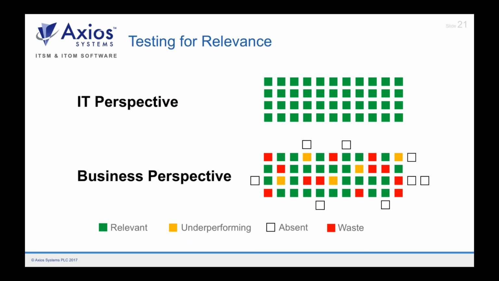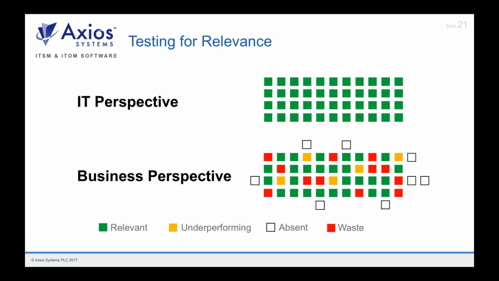IT may think it has the right capabilities in place, but the business view is different. Some capabilities will be performing well and living up to expectations. Some may be underperforming. Some expected capabilities might be absent. Others may be there to satisfy legacy requirements from which the business has moved on, technical debt. This is why it is very important for an IT organization to be aware of the limitations of the off-the-shelf maturity models. There will not be an exact match.